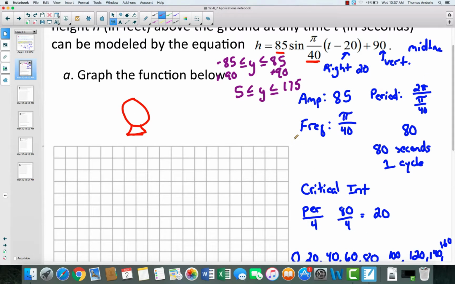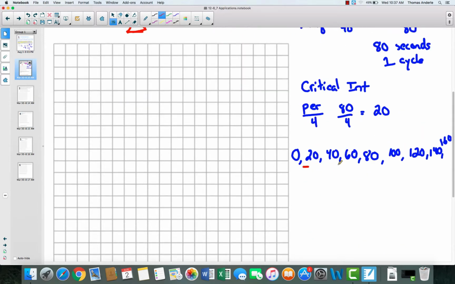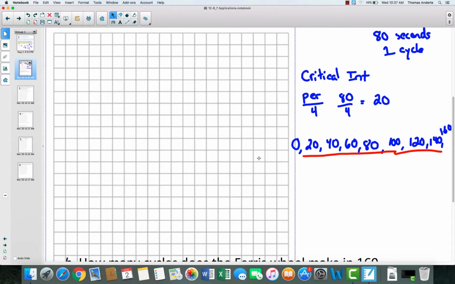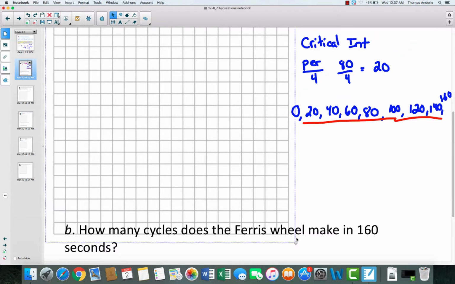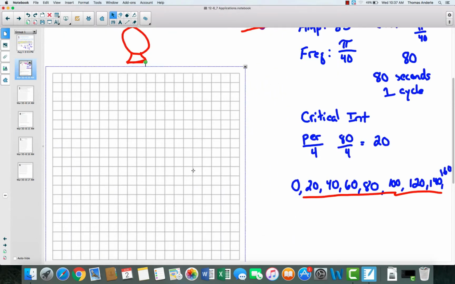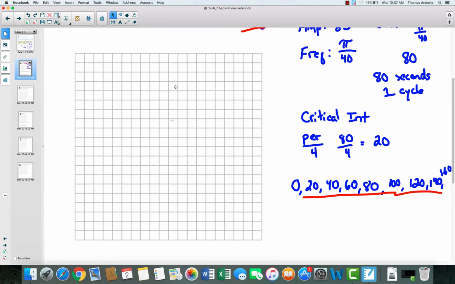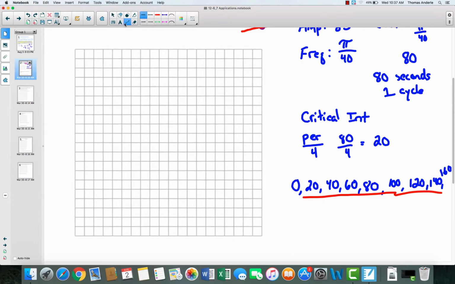All right, so we have really everything we need. We have our y scale, and we have our x scale. So we're really good to now go on and go to our graph and sketch this. Let me just make this a little smaller. Okay, I'll get rid of this. So let's go ahead and make our axes.